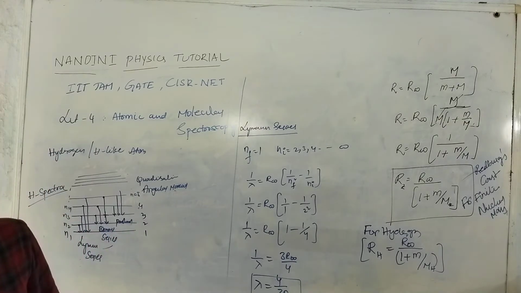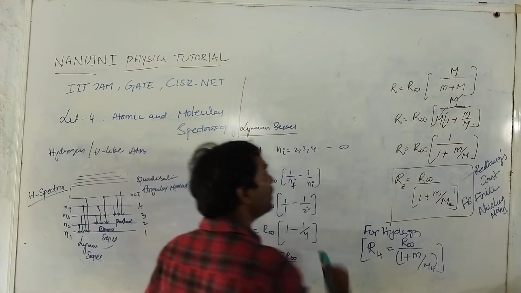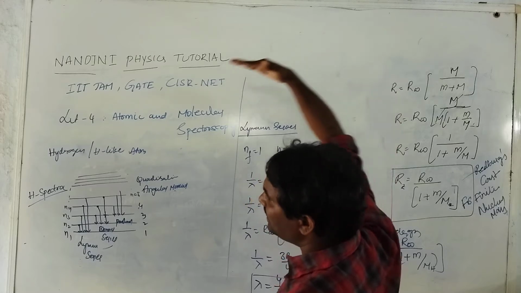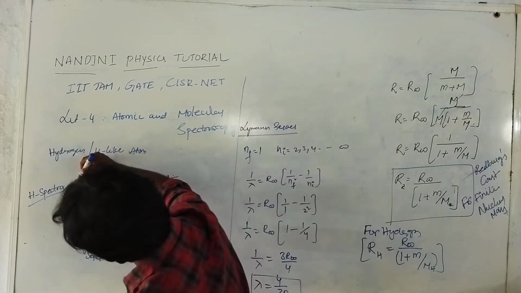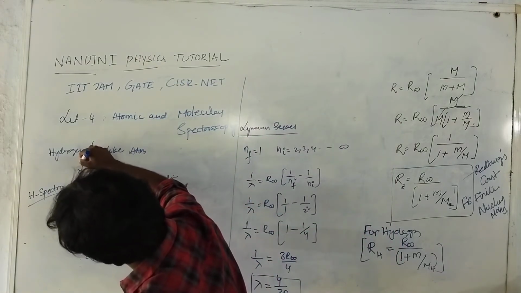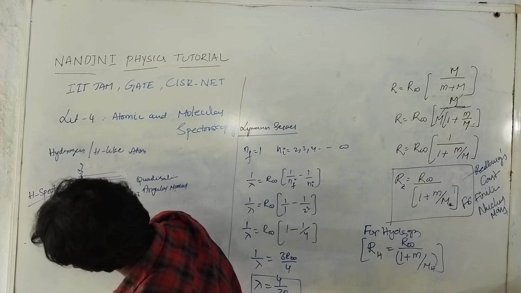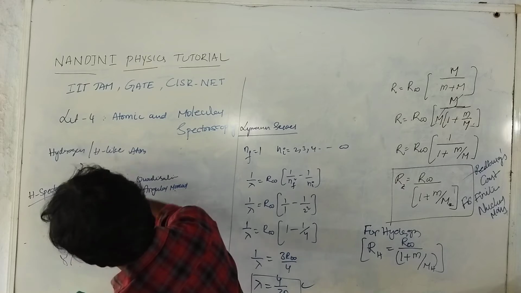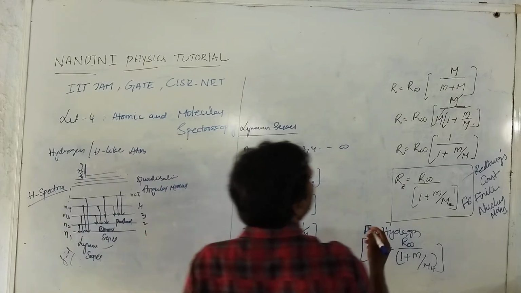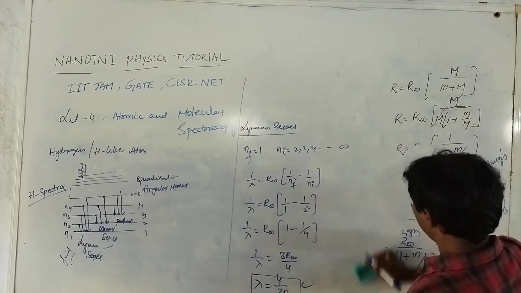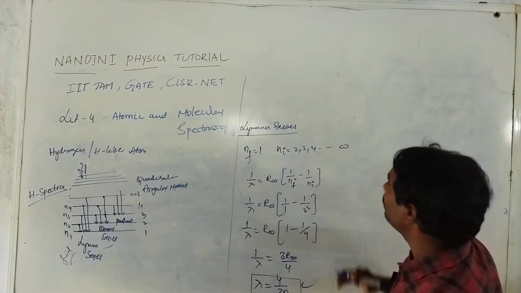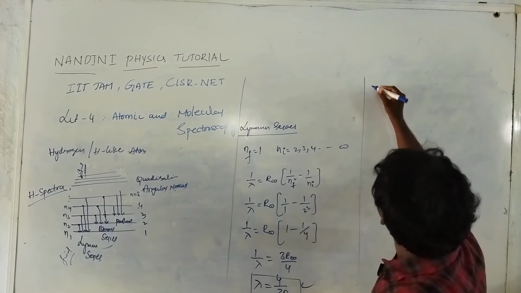And we want to find out the series limit also. Series limit means we consider the initial term as infinity. Series limit is nothing but the end point of the series, and the first line is the starting point. So I want to find out this limit also. Series limit.